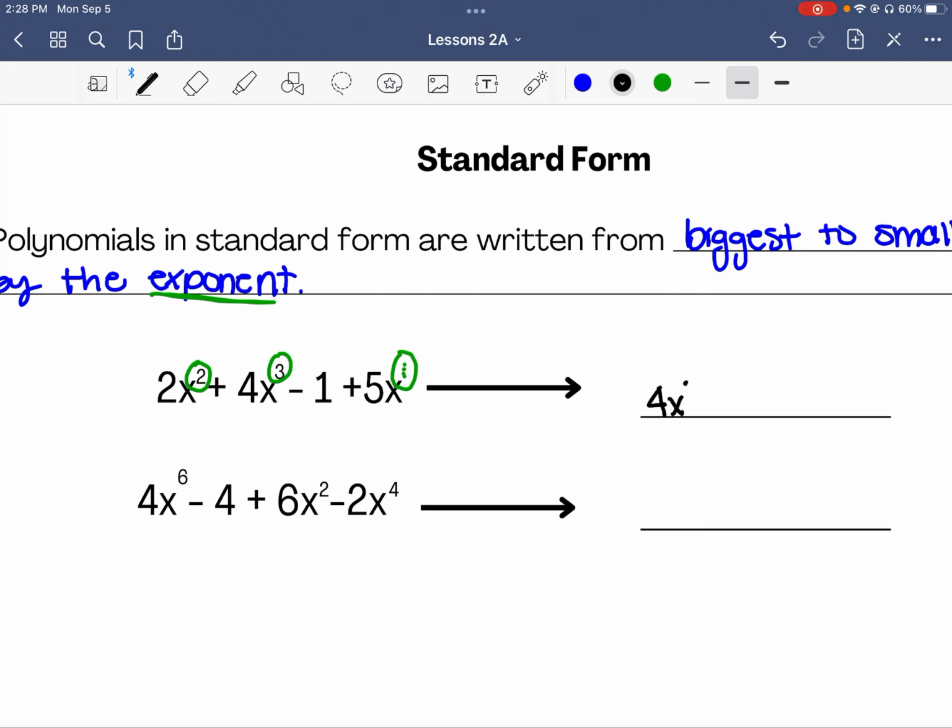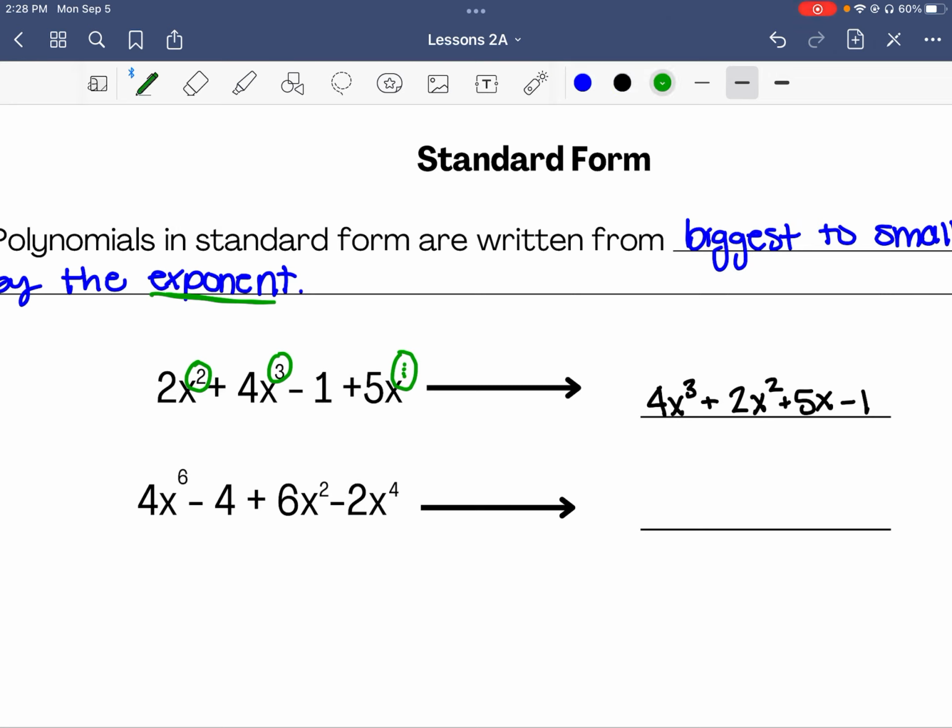So we're going to write that one first with the entirety. It's going to be 4x to the third power. Okay. The next biggest one is the 2. So we're going to write this whole thing together. Plus 2x squared. Our following one is going to be our 1, which is 5x. Plus 5x. And then lastly, we have our -1 because it has no exponent.